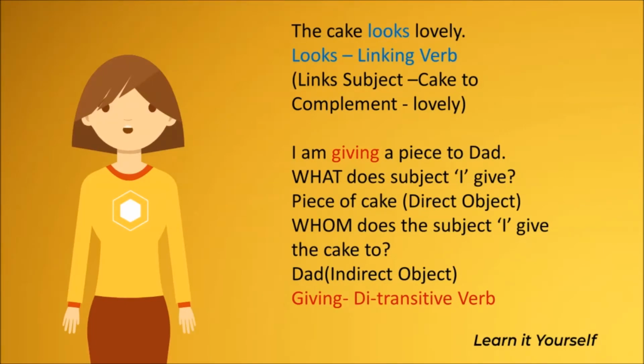I am giving a piece to Dad. What does the subject I give? A piece of cake. It is the direct object. Whom does the subject I give the cake to? Dad. It is an indirect object. And therefore, since the verb giving takes two types of objects, that is direct and indirect, it is termed a ditransitive verb.